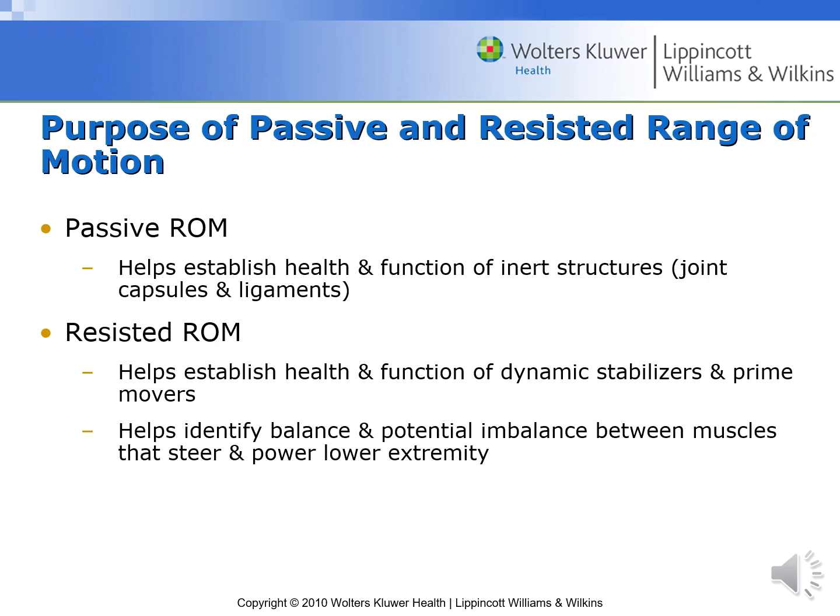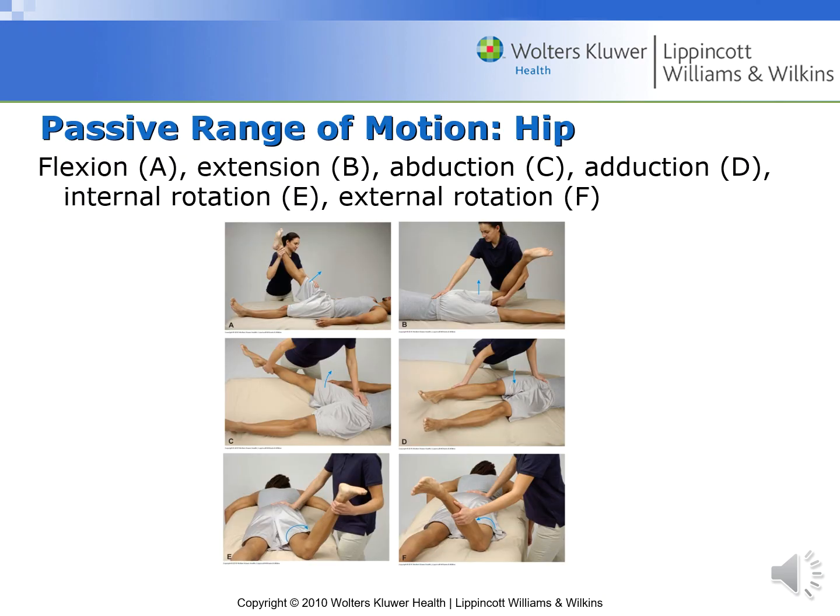Resisted range of motion helps to establish health and function of dynamic stabilizers and prime movers of a joint. So it helps identify balance and potential imbalance between muscles that share and power of the lower extremity. And here the practitioner therapist is demonstrating passive range of motion of the hip.